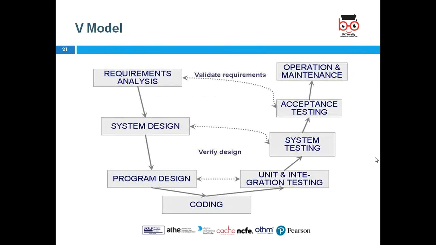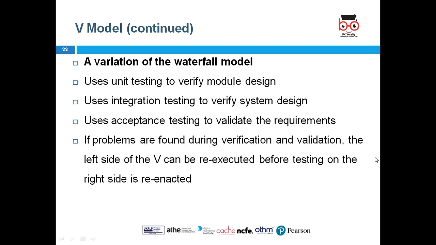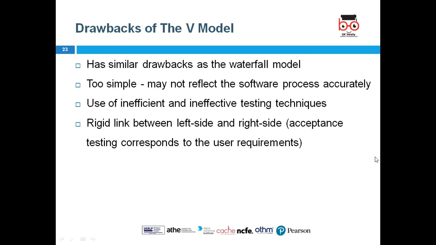Okay, let's see. The V model is a variation of the waterfall model. It has similar drawbacks as the waterfall model. Simple. Too simple, so it may not reflect the software process accurately. Use of inefficient and ineffective techniques can be a problem. And there is a rigid link between the left side and the right hand side, acceptance testing corresponding to the user requirement. Basically, one drawback is that testing every time would be annoying. You understand?